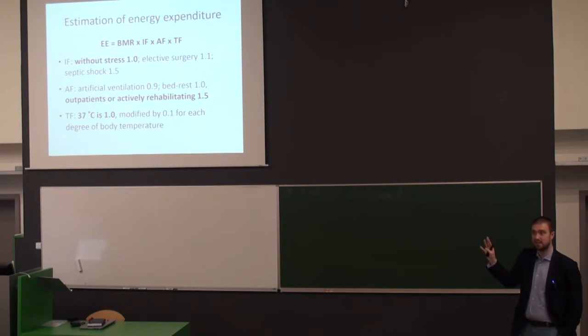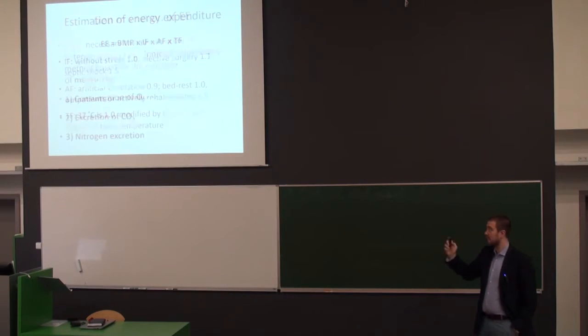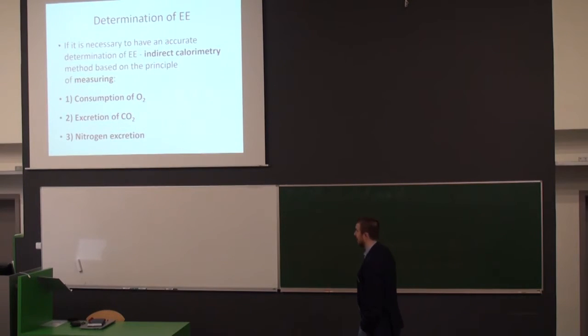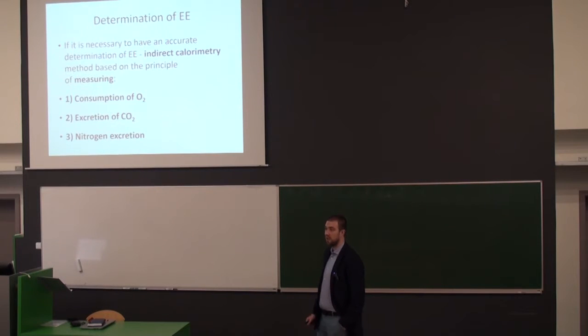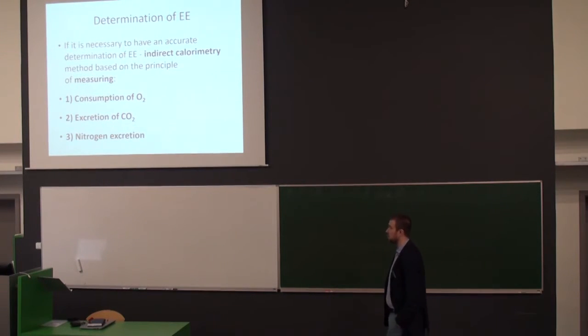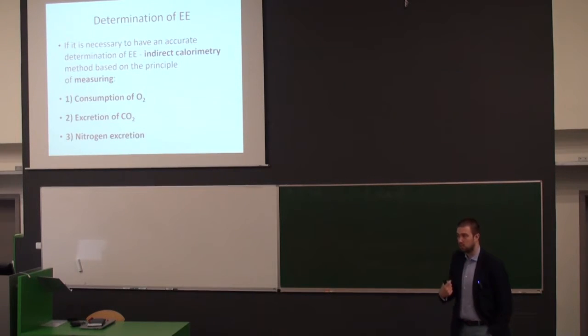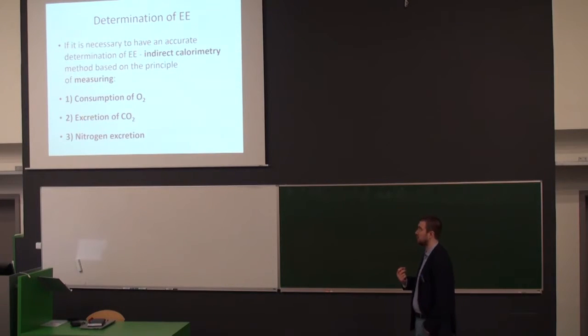So do you understand this? If you want to be more precise, and that was the question, how do you measure it? We typically measure it indirectly. And we use the method of indirect calorimetry. In that method, we use 3 values, and the machine will give us the energy consumption, the energy expenditure of the whole body.